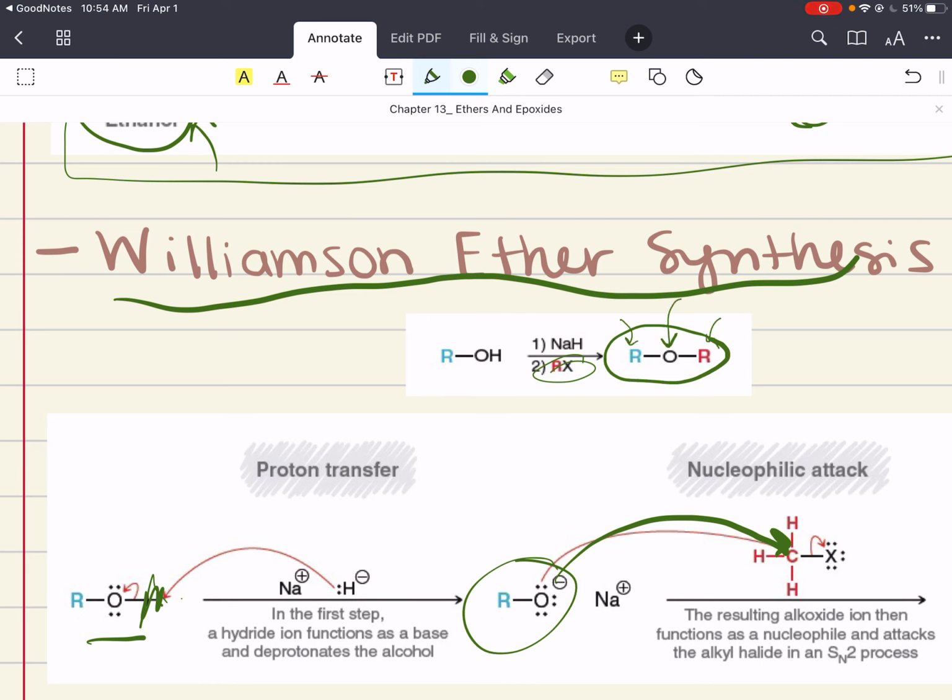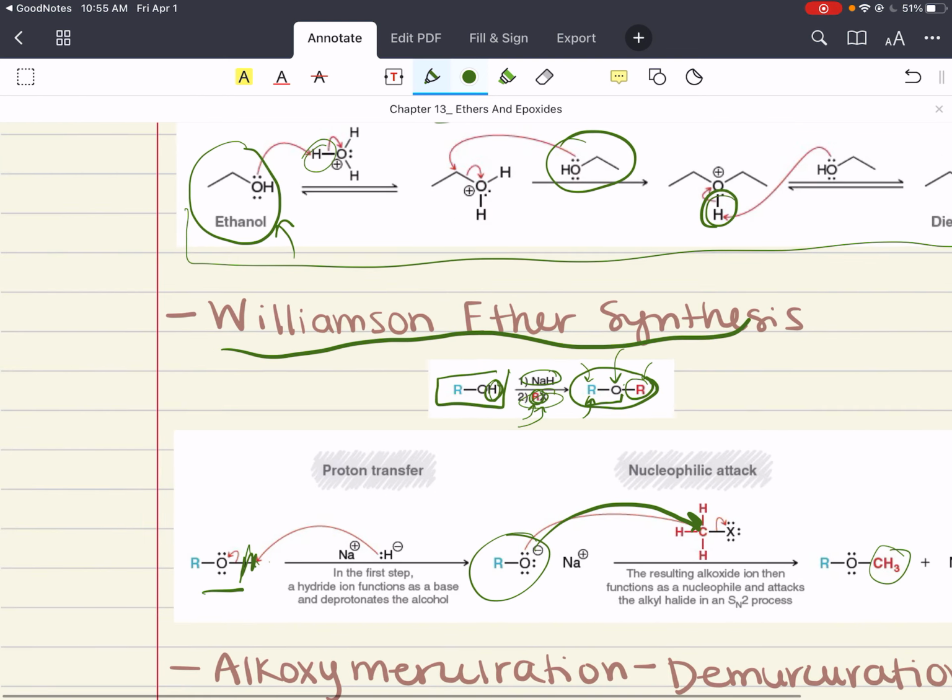In order to form this ether, what you want to start off with is this R group on the oxygen, but now the oxygen has a hydrogen instead. Then you treat it with sodium hydride. All right, fantastic. And then an alkyl halide, where the R group in that alkyl halide is the group you want to replace the hydrogen of the alcohol with. Okay, so keep that in mind.